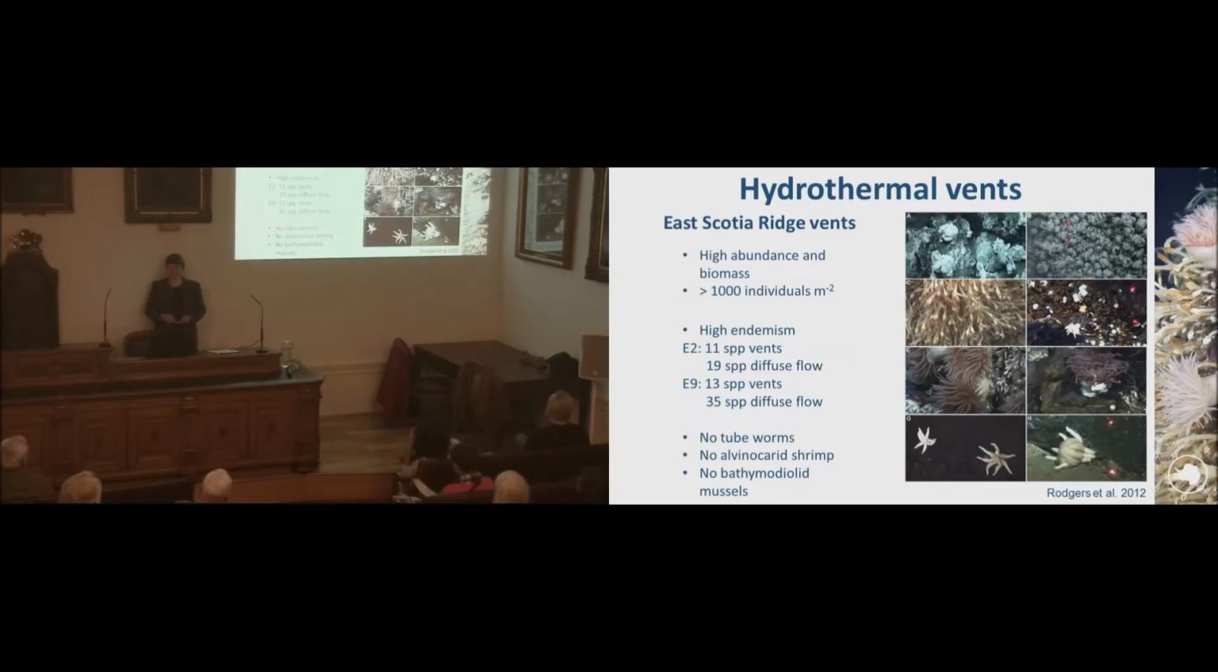We have high amounts of endemic species, and in general, the species diversity on the vent sites directly is quite low, with 11 to 13 species, while in the diffuse flow, where the normal fauna comes in, we could find between 19 and 35 different species. Quite interesting for us was to realize we don't have any large tube worms in the Antarctic vents, none of the alvinocaridid shrimps that we know from the North Atlantic vents, and none of the Bathymodiolus bivalves.